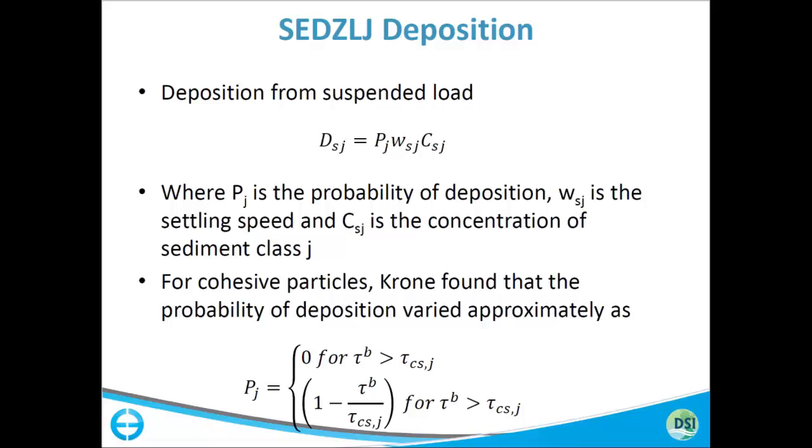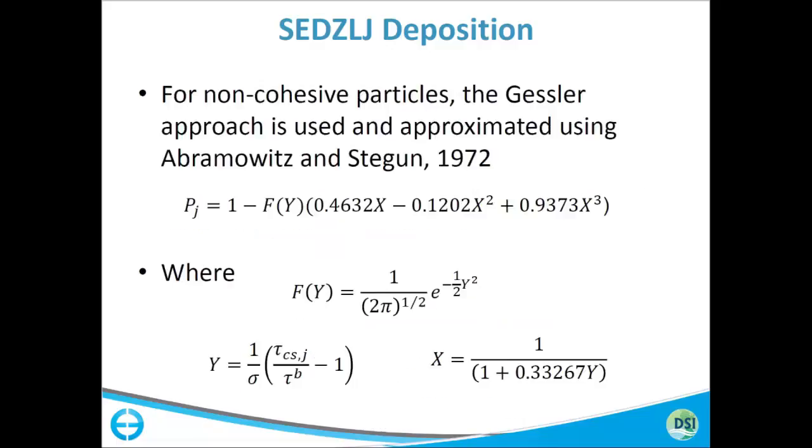For non-cohesive particles, SEDZLJ uses a Gessler approach, and it uses an error function. Actually, this isn't the actual Gessler approach. This is an approximation. There's a number of them, but essentially from this numerical recipes document of Abramowitz and Stegun, developed this approximation approach for calculating the error function that Gessler came up with for his probability of deposition.